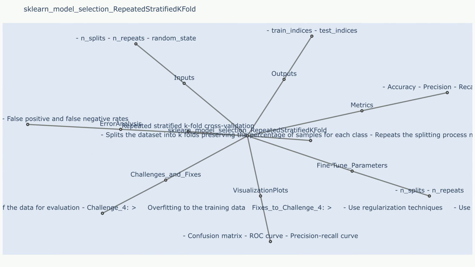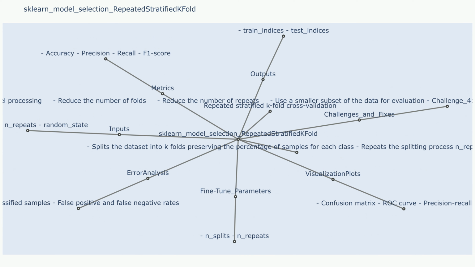Fixes: reduce n_splits: use a smaller number of folds to reduce the number of training sessions. Reduce n_repeats: decrease the number of repetitions while still maintaining sufficient robustness. Optimize hardware: utilize powerful GPUs or cloud computing resources to speed up training.